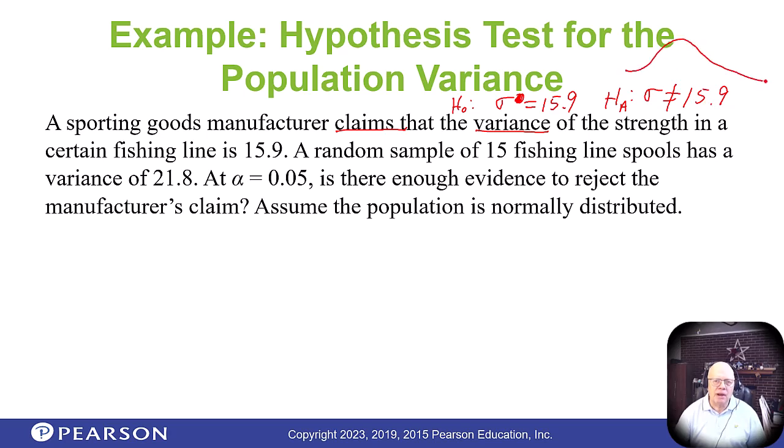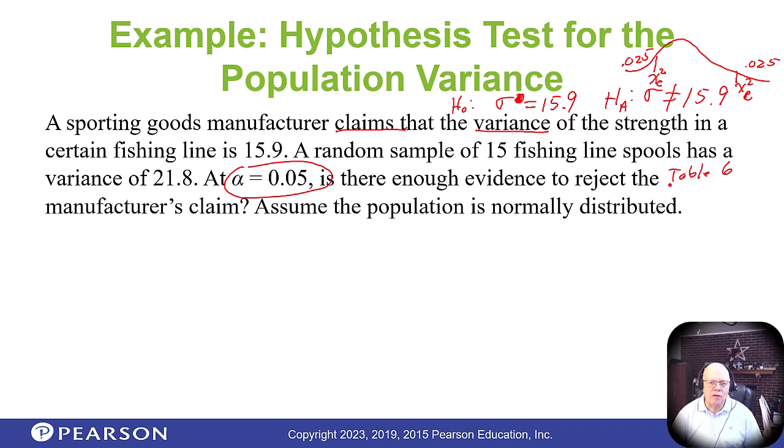We can draw a picture. Remember, it has a tail to the right, but we're going to have two rejection regions. We've got a chi-squared critical value on the left, and we've got a chi-squared value on the right. So you have to find those. Now, your level of significance is 0.05. This is a two-tailed test though. So the area out here is going to be 0.025 and the area out here 0.025.